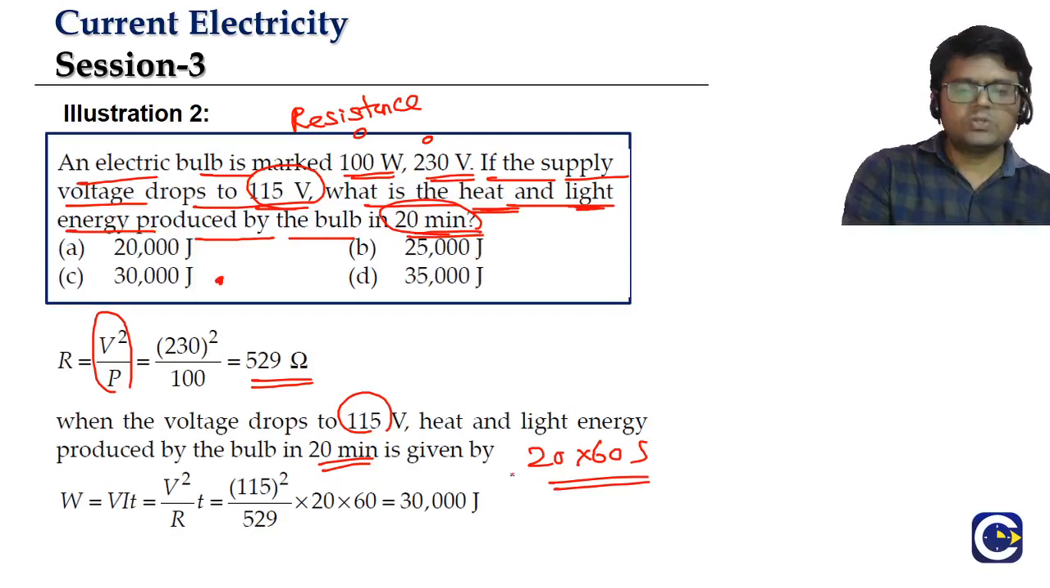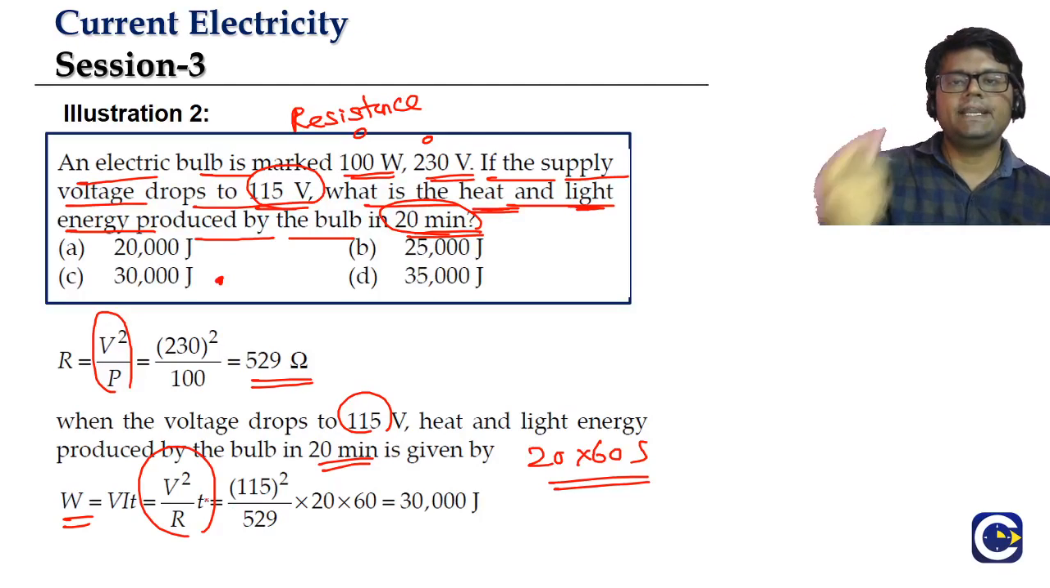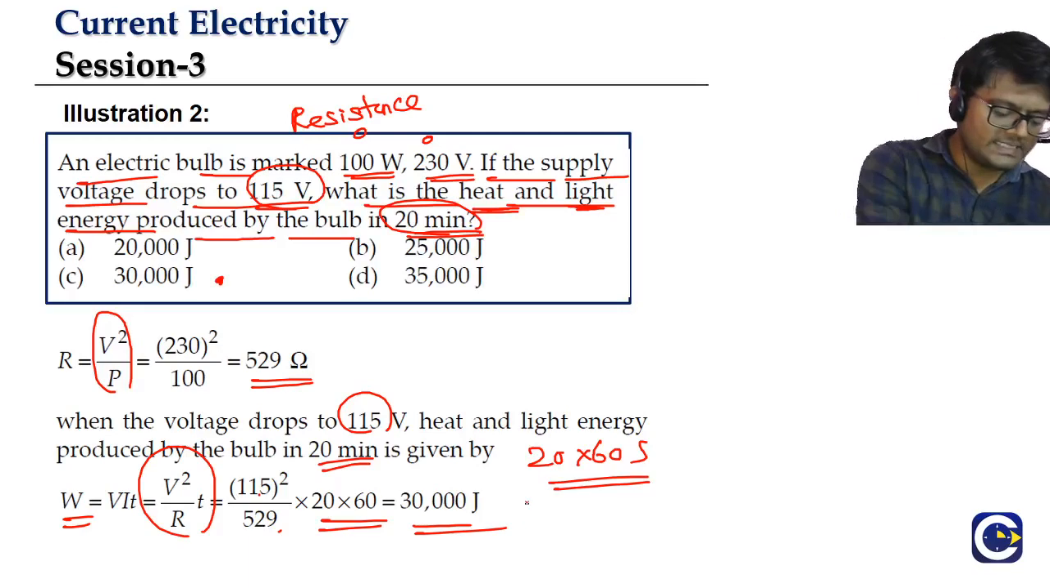So the total work done by the cell or battery or the source will be equal to V square by R into T, because we are talking only in terms of the voltage, resistance and the time. So work done is V square by R into time. V square is 115 square, divided by R, which is 529, into time, the SI unit is 20 into 60. So what is the answer, guys?